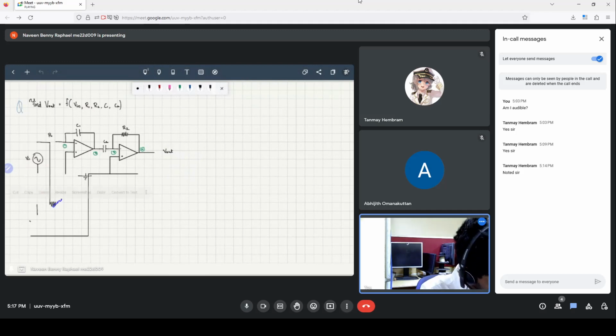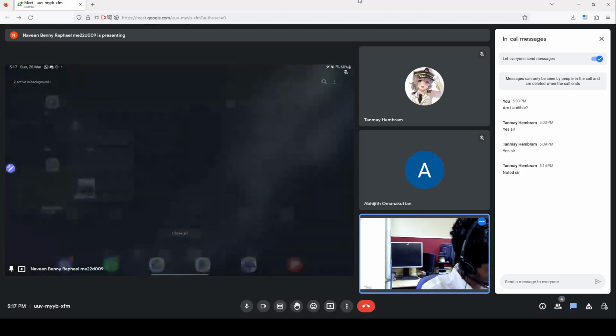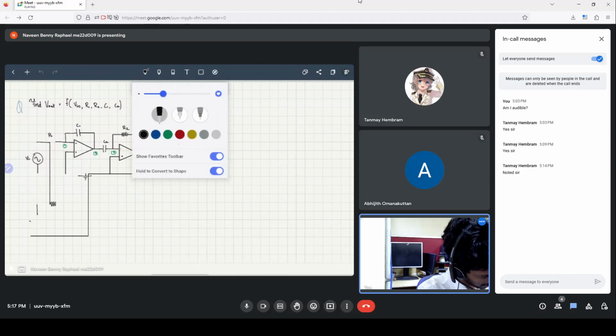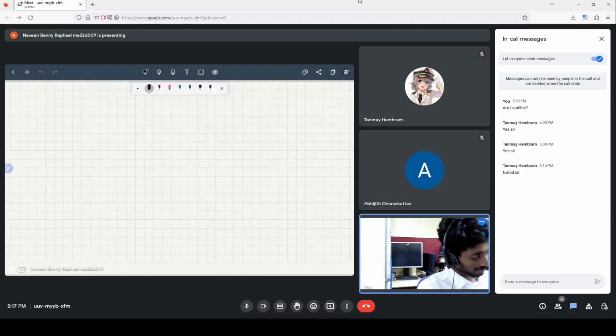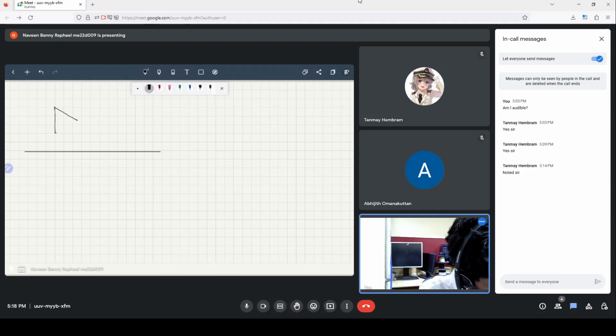I have made a mistake. I'll just fix it. Okay. Fortunately, I do remember how it's run. Okay. So, if you look at just the integrator circuit, it will look like this.